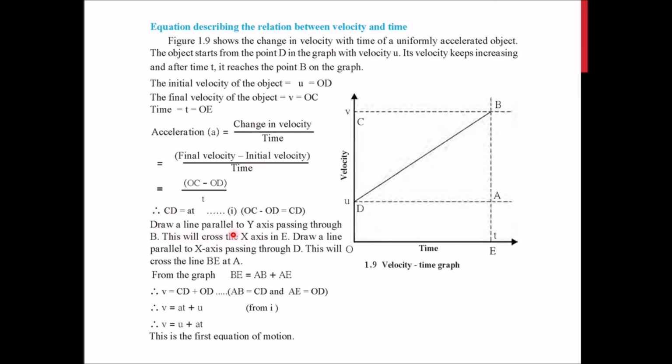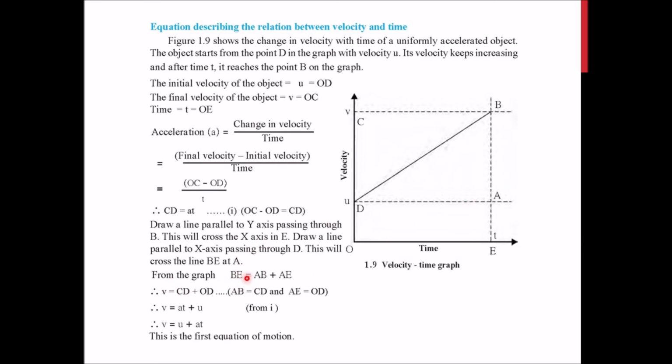So we are doing some further construction. We are drawing a line parallel to the y-axis passing through B. This will cross the x-axis at E. So it is making a cross over here. Now there is also one more construction which is happening over here. Look at this. Draw a line parallel to the x-axis passing through D. This will cross the line BE at A.